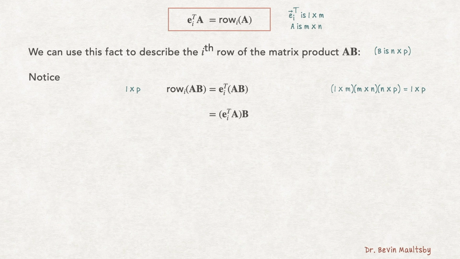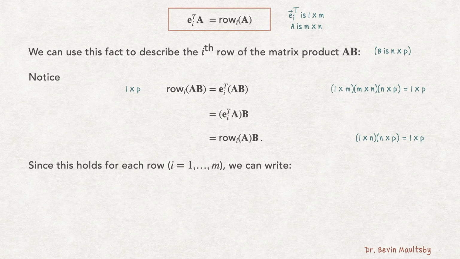Matrix multiplication is associative, so let's just group the terms a little differently. But now we recognize that the product on the left inside the parentheses is going to extract the ith row of A. Quick dimension check. The ith row of A is 1 by n, B is n by p, so yes, this will be a 1 by p row. Now we're saying any row, say row number i, of the matrix product A times B can be viewed as the ith row of A times B.